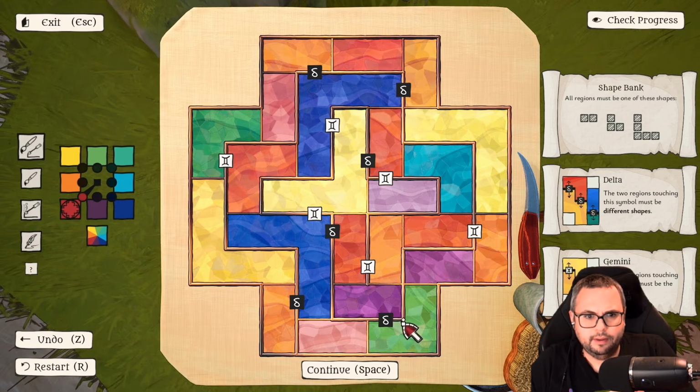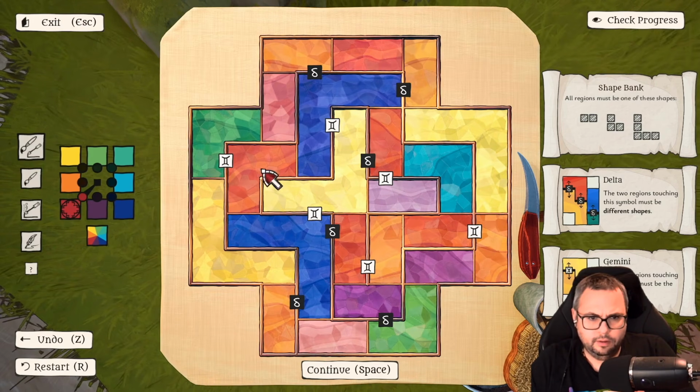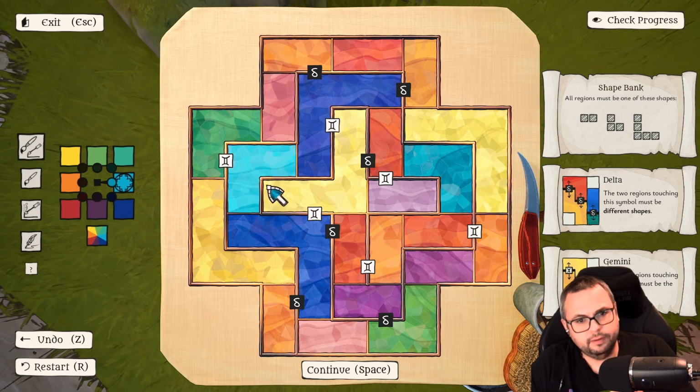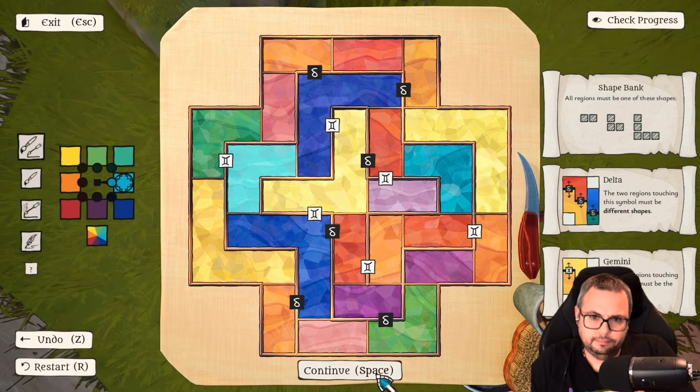Wait, why did I have a... Yeah, this one was supposed to be light blue. Light blue, please. There we go. I like that better.